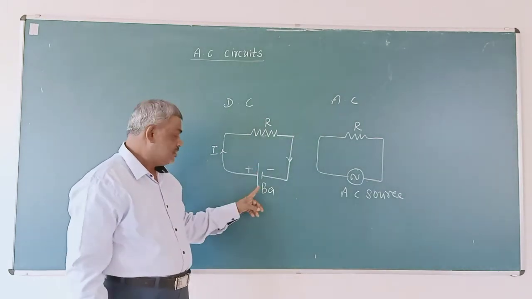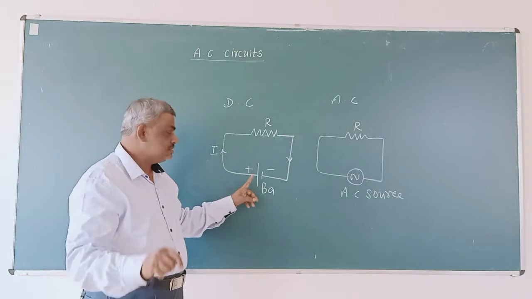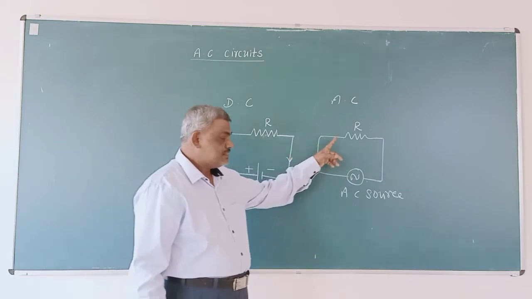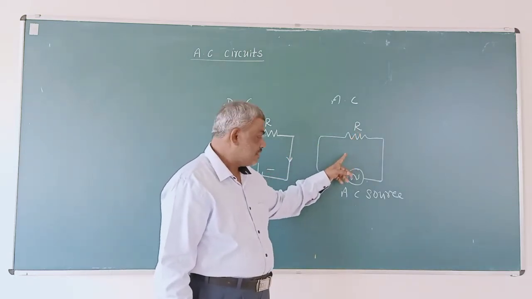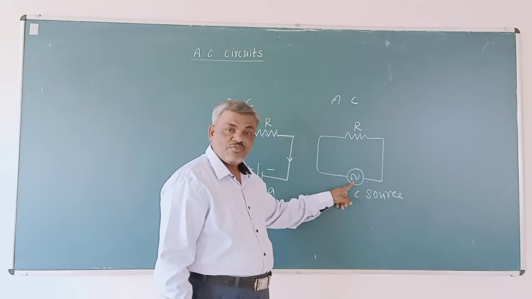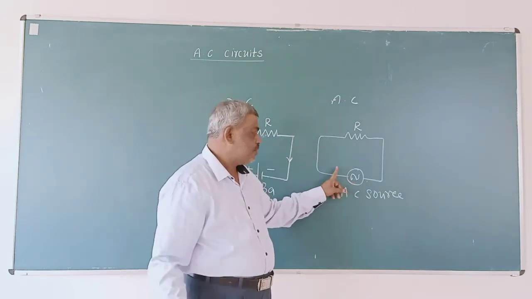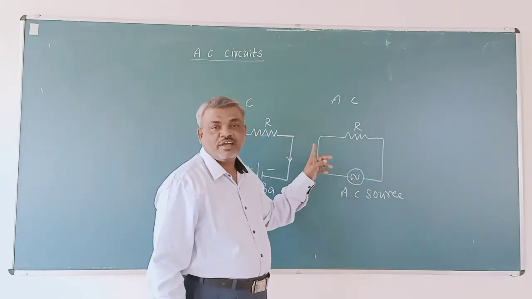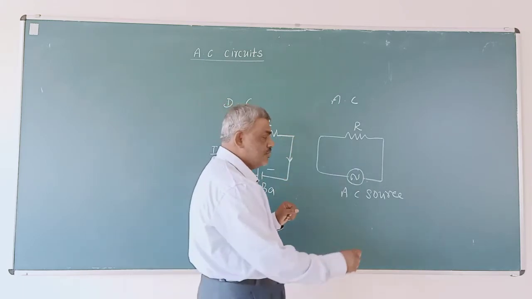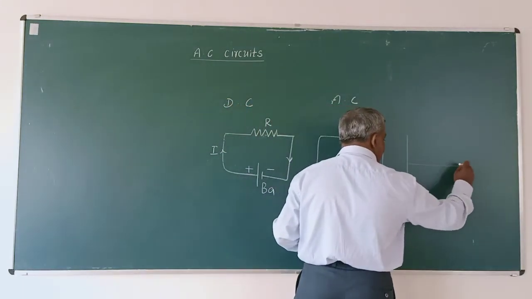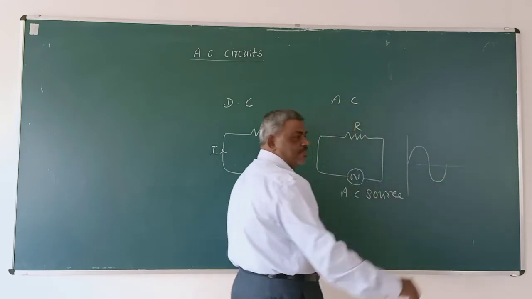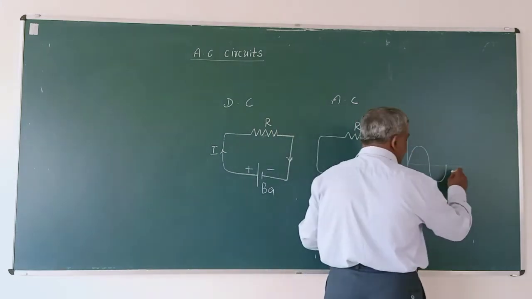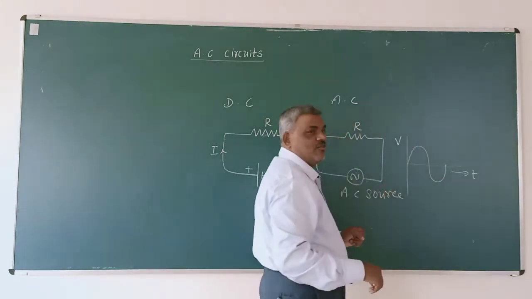In DC circuits, for the battery, you mention the polarity, positive and negative, and also show the direction of the current. In AC electrical circuits, a resistor R is connected in series with an AC source. In the source, you do not mention polarity and do not show the arrow mark for current, because in an AC electrical circuit, every half cycle the direction must change. A voltage that varies like a sine function with time is called alternating voltage.